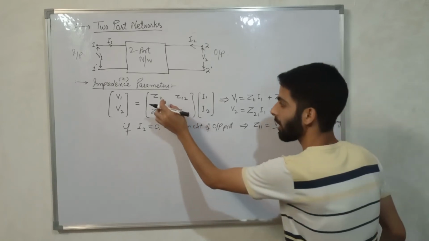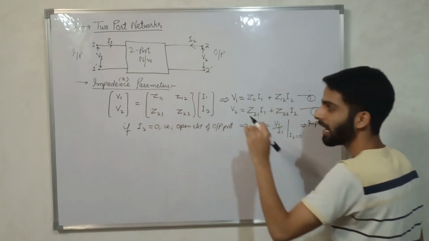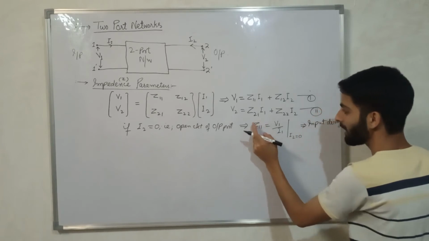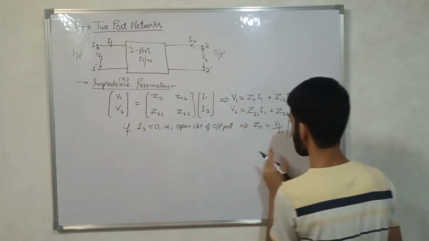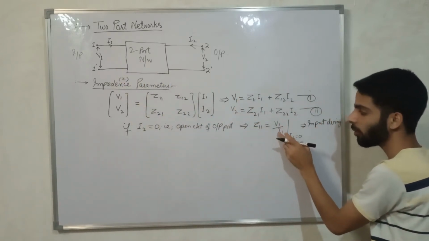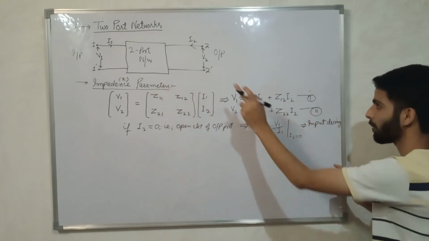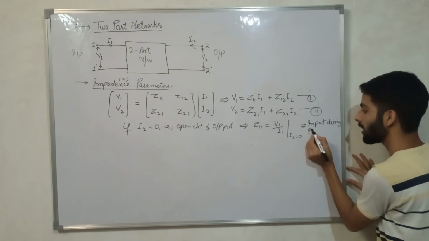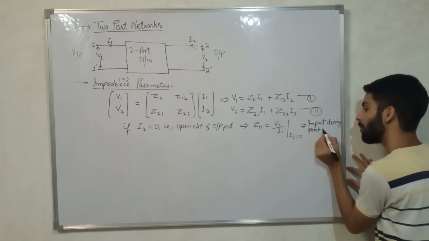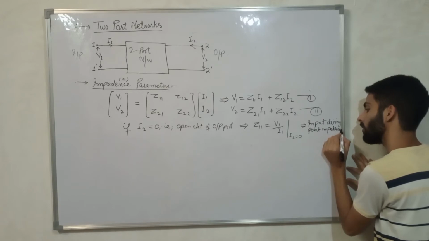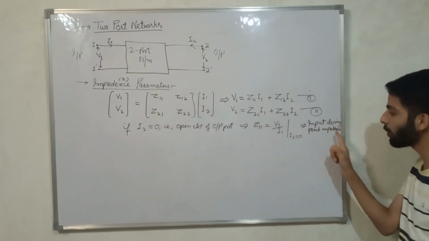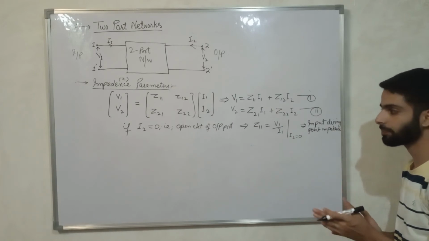See, Z11, both its subscripts are 1 and 1. Z11 completely denotes the input port, since both its numerator and denominator belong to input. So we have written input driving point impedance. So the name of Z11 is input driving point impedance, right?